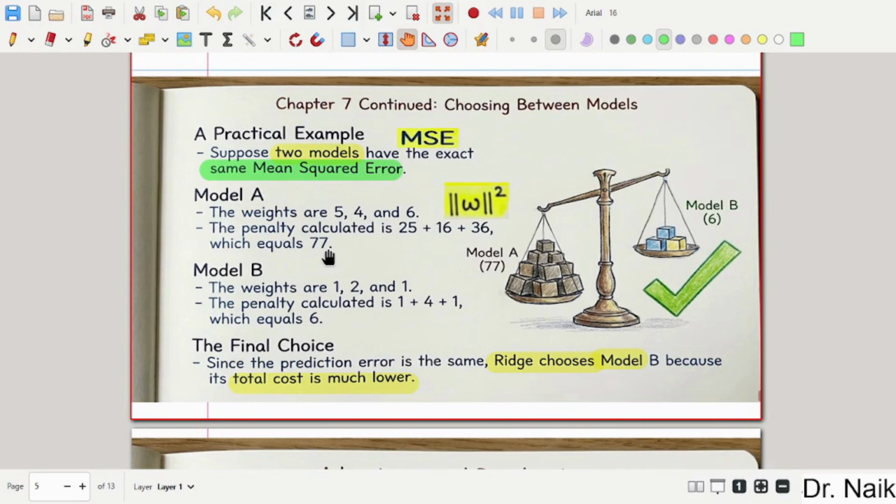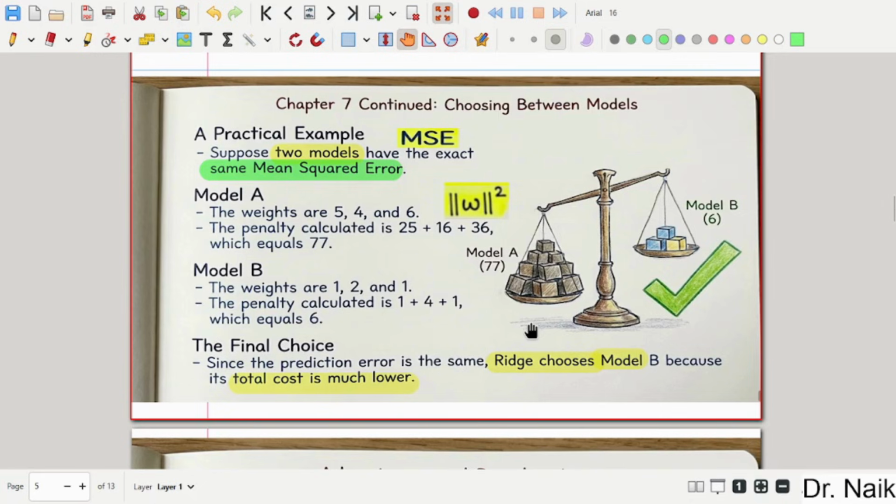Now calculate the norm square for model B, and the weights for model B are 1, 2 and 1. So 1 square is 1, 2 square is 4 and 1 square is 1. So 1 plus 4 plus 1 is 6.